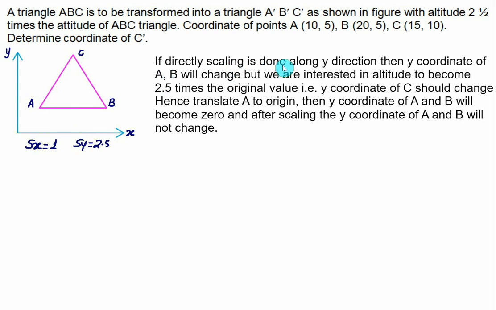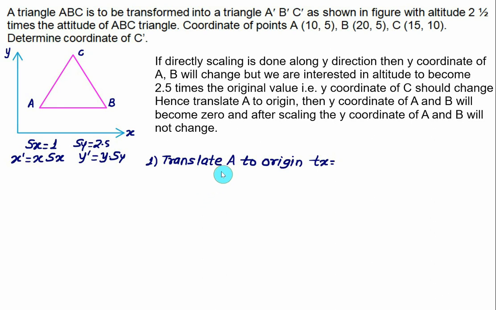If directly the scaling is done, then each and every coordinate y will change, because the new coordinate x prime will be equal to x into Sx, and y prime is equal to y into Sy. So if you do the scaling at the given position, then the y coordinate of B and C both will change. That is not required. We want only the altitude to be changed, the size should not be changed, that is, the base should remain the same. But if we translate point A to the origin, the y coordinate of point A and B will become 0. So even if you multiply 0 with a scaling factor 2.5 along the y direction, the y coordinate will not change. And therefore first we'll do the translation.